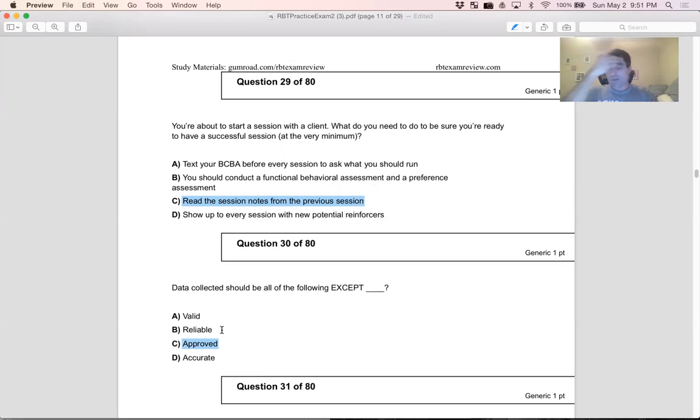And then accurate data means it's correct, okay? You might be measuring the same thing every time. You might be doing it the same way every time and collecting the same data every time, but you might be doing it wrong, making it inaccurate. So data collected should be all of these: valid, reliable, and accurate. Approved is not one of those. Okay, so that's 21 through 30.